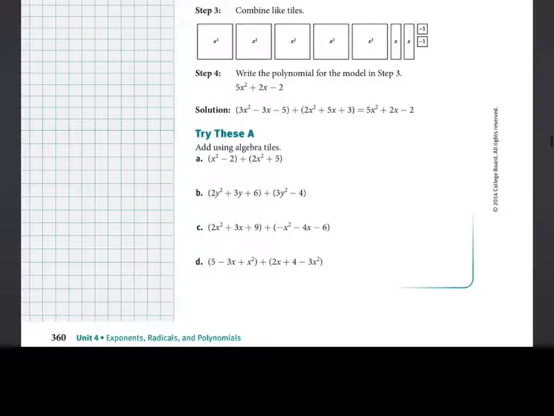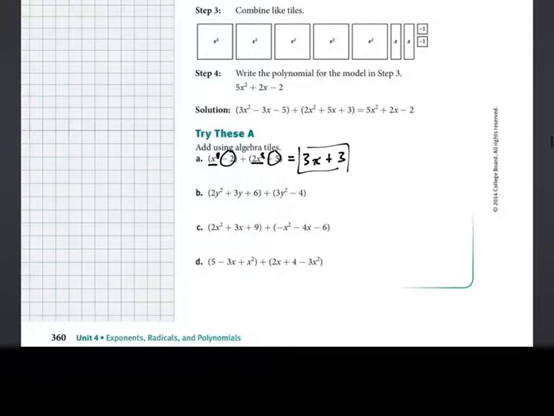Okay, so for this first one, now mine says x squared, but I believe all of yours says just x. Right? It's just x minus 2 and 2x plus 5. So when you do this, we look at the x terms. We have 1 right here and 2 right here. So how many total x's do we have, guys? There's 3 x's. We have negative 2 constants and 5 constants. So what is that? Plus 3. All right, that's your answer for the first one.